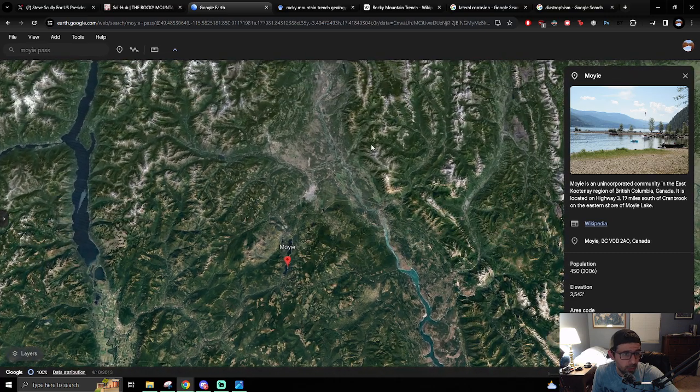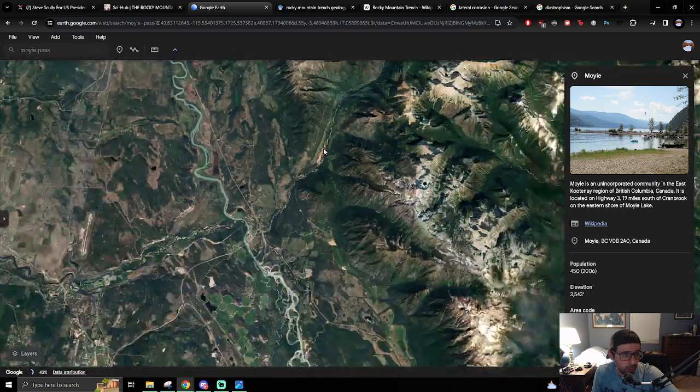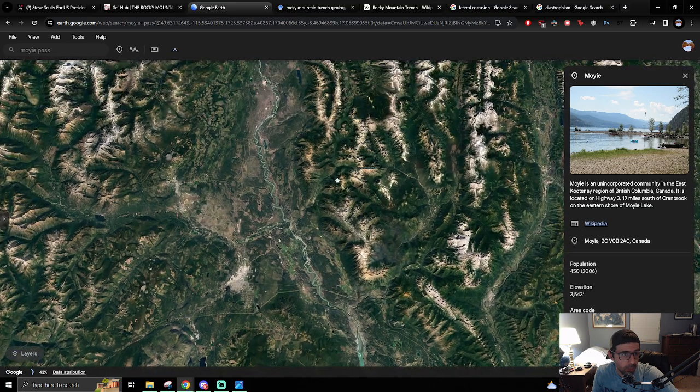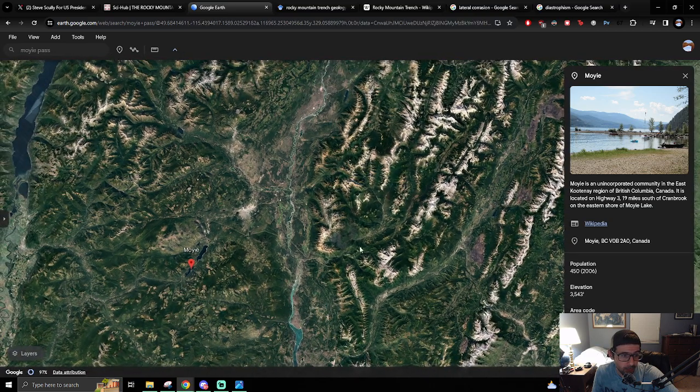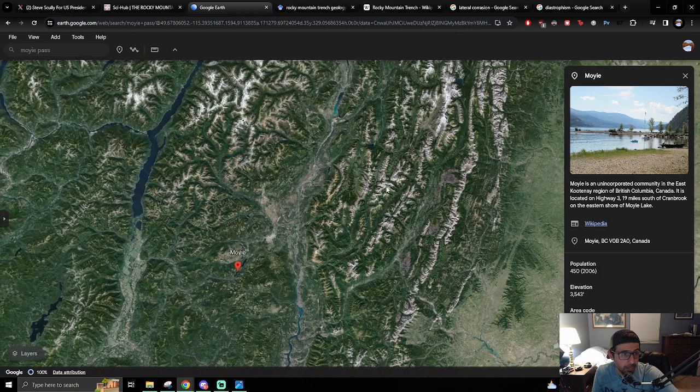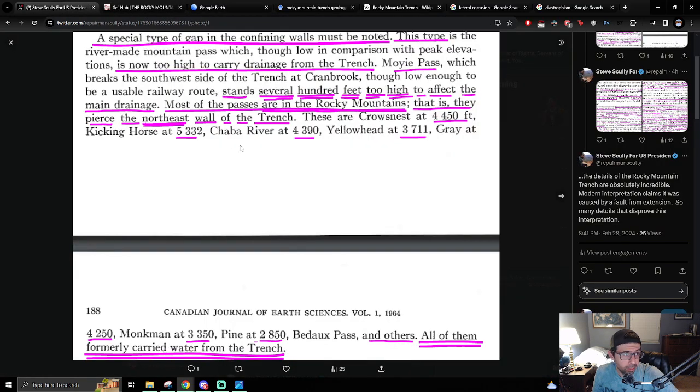Maybe over here. I don't know. Not sure where that is. But the point being, they're several hundred feet too high. Here, and then here are some of the other ones. All of them formerly carried water from the trench.